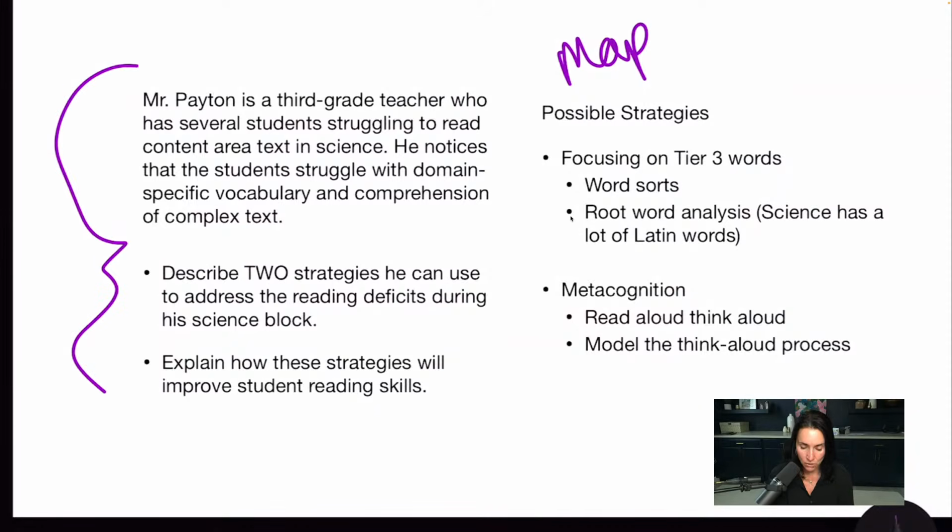Well, right away, it says domain specific. So I know I need to focus on tier 3 words. So that's strategy number 1. But I got to get specific in my constructed response. I can't just say, I'm going to focus on tier 3 words. Well, what does that mean?